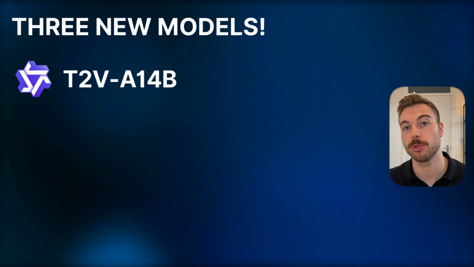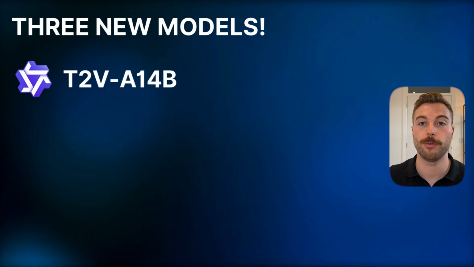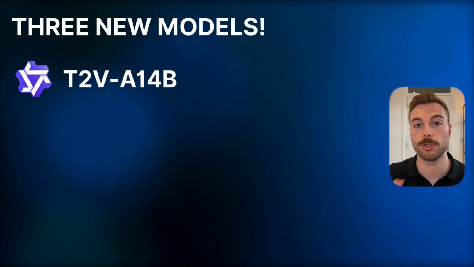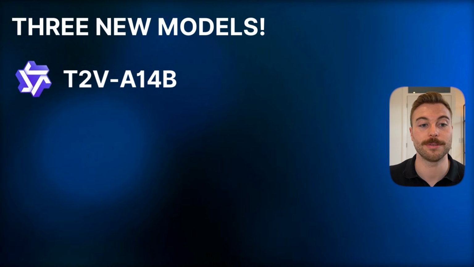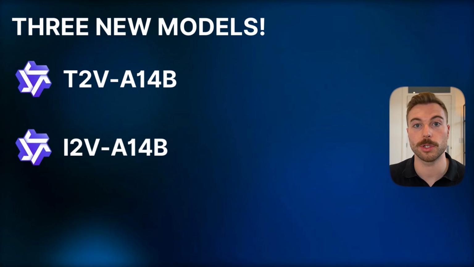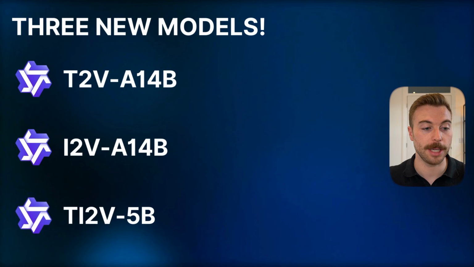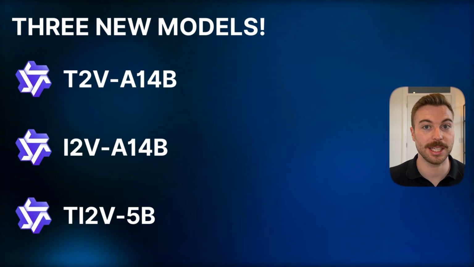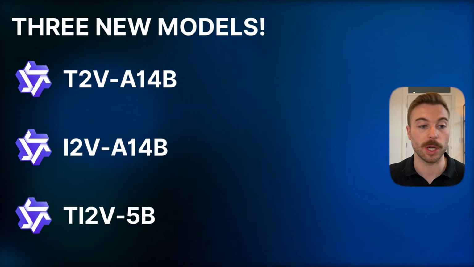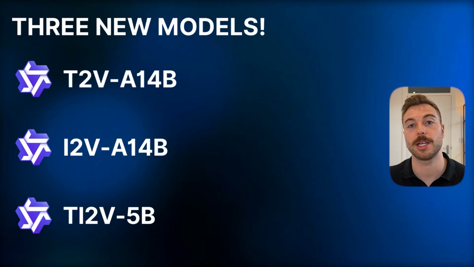So what are the 3 models they've released? Well, the first one is the T2V A14B. Now, what this means is T2V is text to video, and then 14B is 14 billion parameters. The next one is I2V, so image to video, A14B. And the last one here is all around text and image to video, but it's a 5 billion parameter model. And all of these are using that mixture of experts to try and get the best outputs.